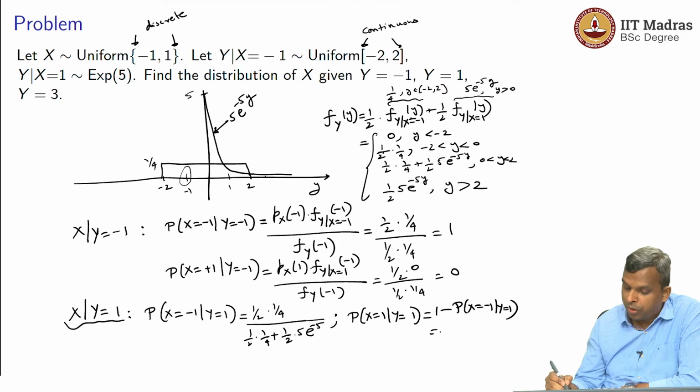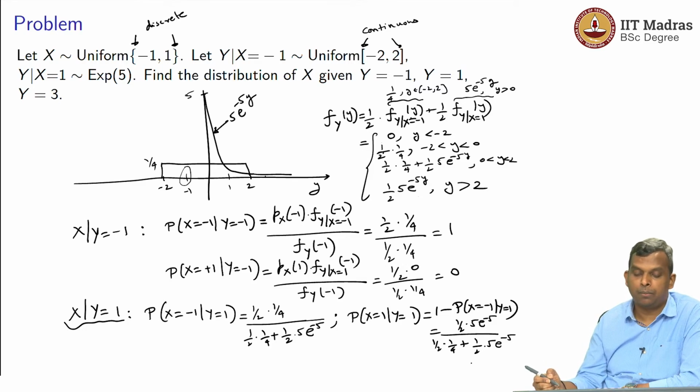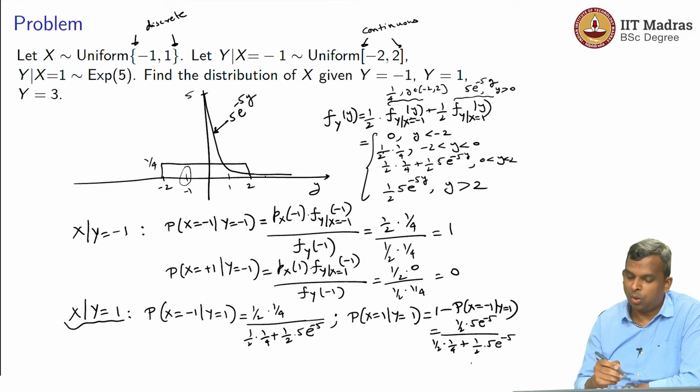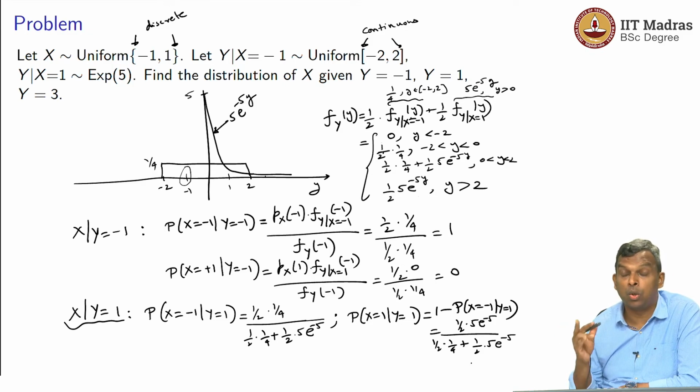Okay. So if you do that, you will simply get, or you can use the formula again if you don't like that method, half e power minus 5 by half into 1 by 4 plus half into 5 e power minus 5. Right? So you see how that formula works to give you the conditional distribution for the discrete random variable given the continuous random variable took a particular value.